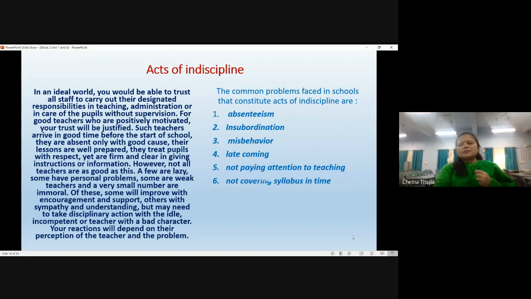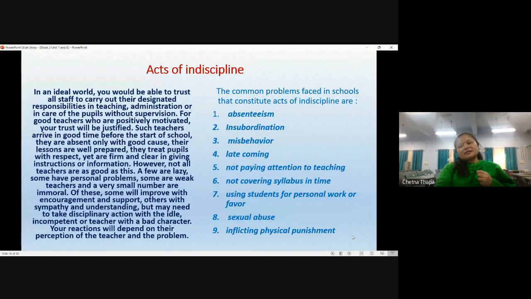Some are not paying attention to the teaching. Once they have entered into the teaching profession, they don't think that their responsibility towards their students continues, so they are not paying attention to the teaching. Some are not covering the syllabus in time, and some are using students for their personal work or for some favor. Some are committing sexual abuse of the students also, and some are inflicting physical punishment. So these are certain problems that are faced in the schools, and these are all acts of indiscipline.